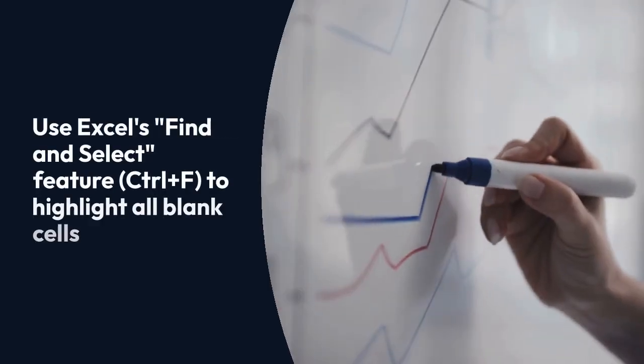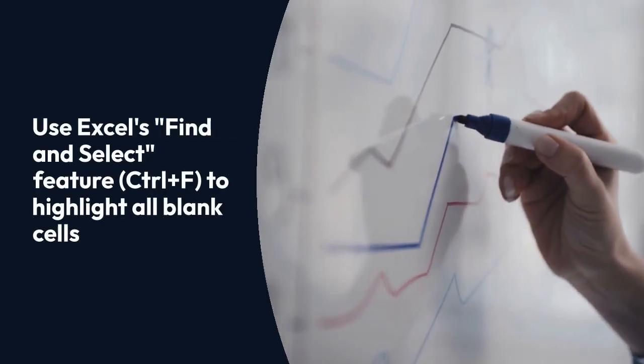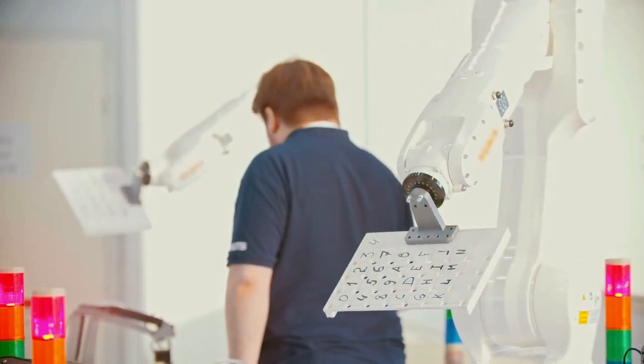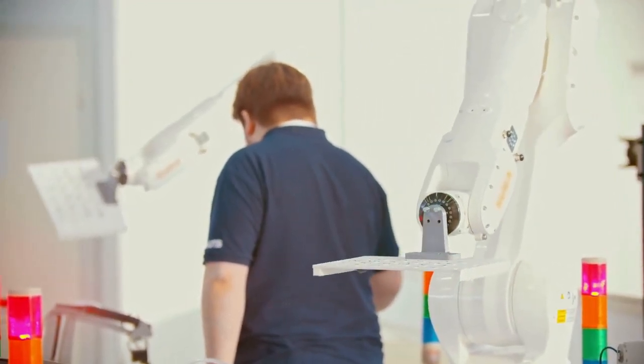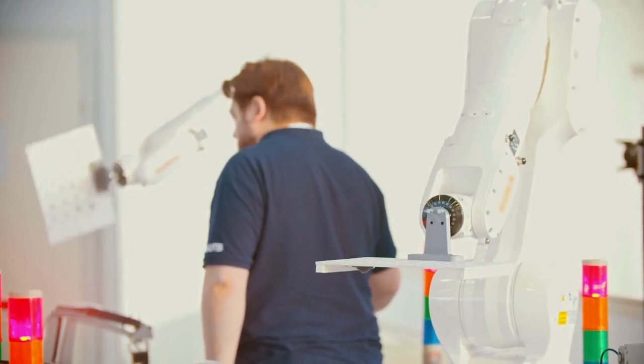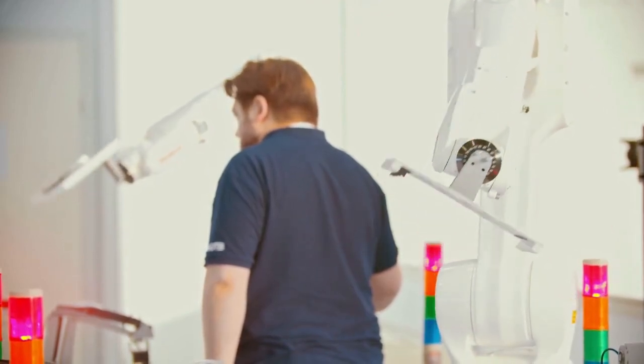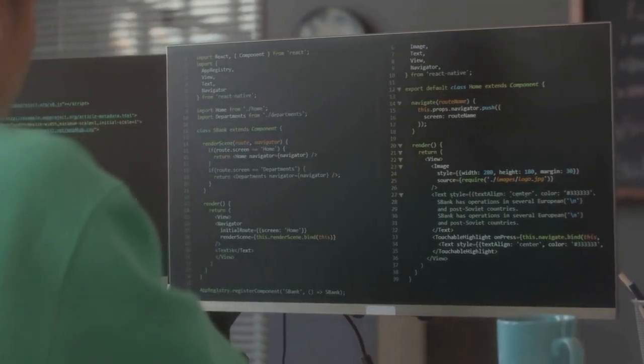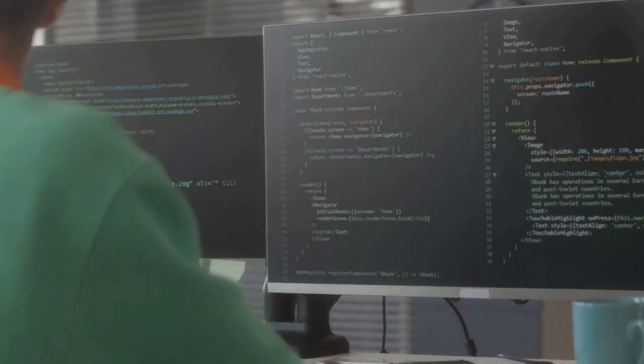1. Begin by identifying the blank cells in your source data. 2. You can use Excel's Find and Select feature, Ctrl+F, to highlight all blank cells. 3. Then decide what to replace them with. Do you want to replace them with zeros, a specific text entry like NA, or perhaps delete the entire row? Excel offers options to replace blanks with your chosen value.